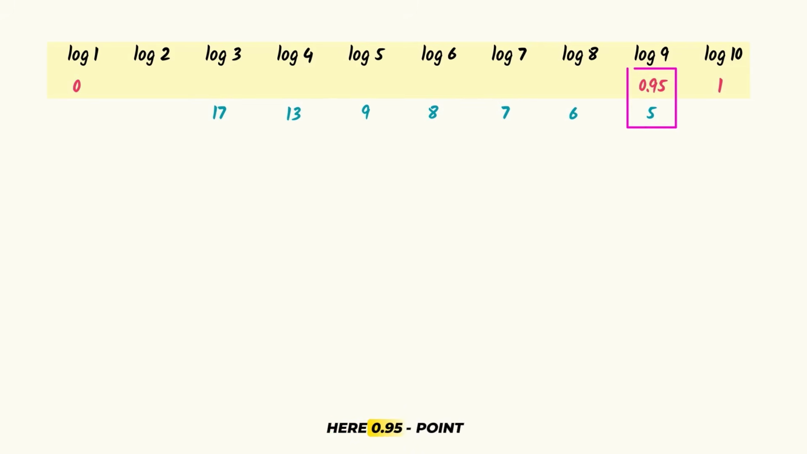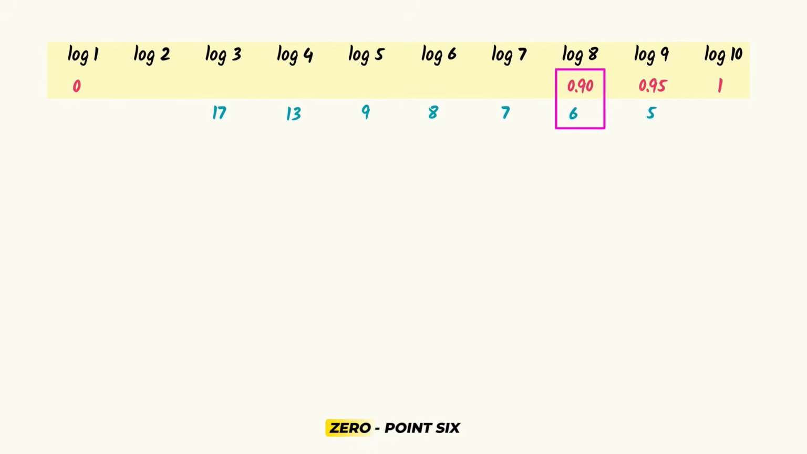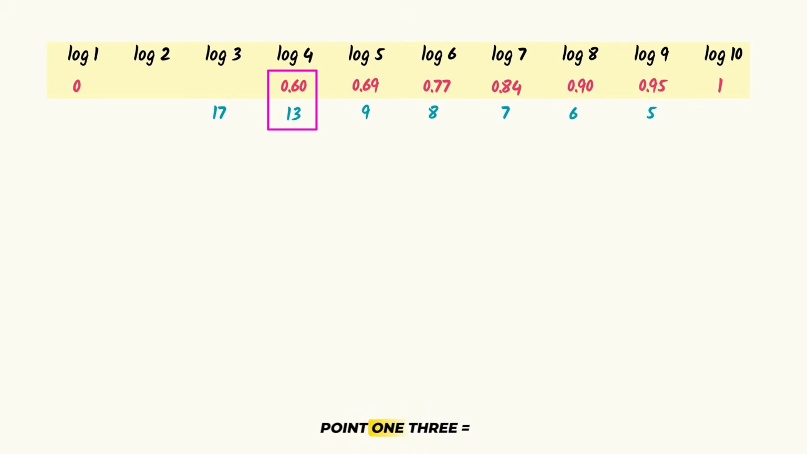Here 0.95 minus 0.5 equals 0.90. 0.90 minus 0.6 is equal to 0.84. 0.84 minus 0.7 is equal to 0.77. 0.77 minus 0.8 is equal to 0.69. 0.69 minus 0.9 is equal to 0.60. 0.60 minus 0.13 equals 0.47, and 0.47 minus 0.17 equals 0.30. Thus, using this super easy trick, we can easily learn the log table from 1 to 10.